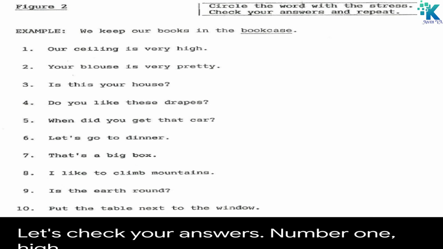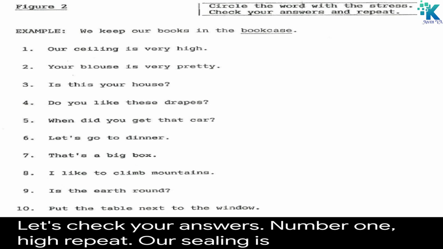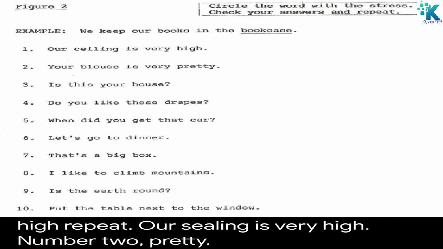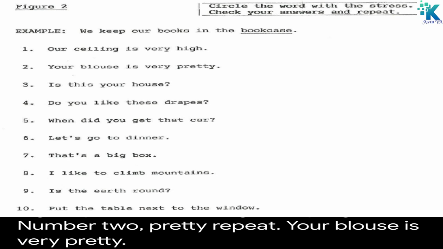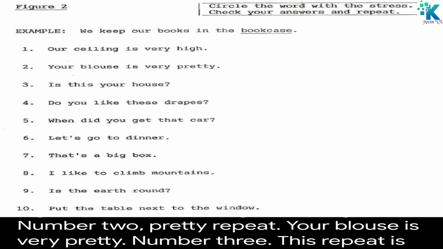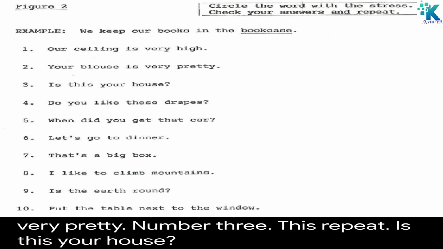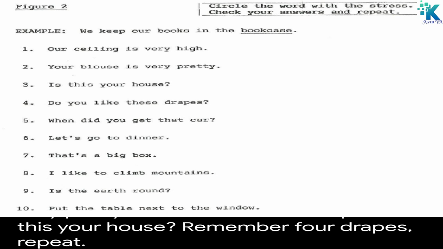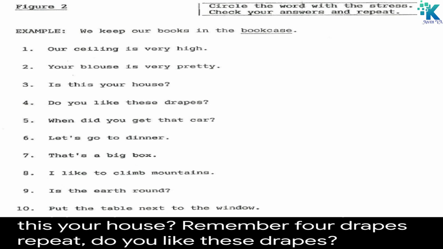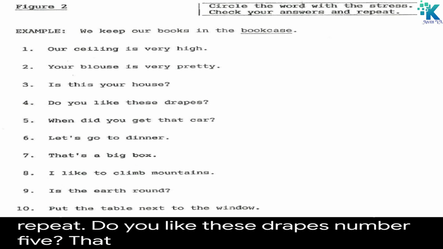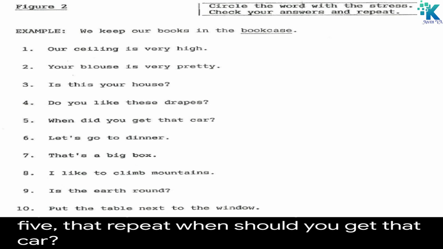Number 1. High. Repeat. Our ceiling is very high. Number 2. Pretty. Repeat. Your blouse is very pretty. Number 3. This. Repeat. Is this your house? Number 4. Drapes. Repeat. Do you like these drapes? Number 5. That. Repeat. When did you get that car?